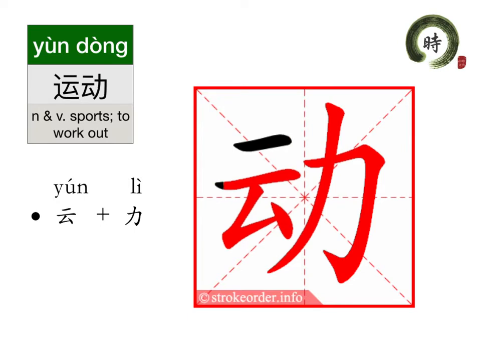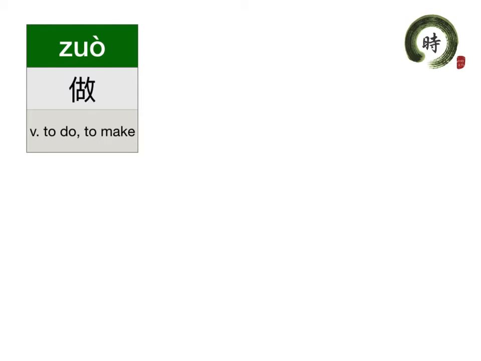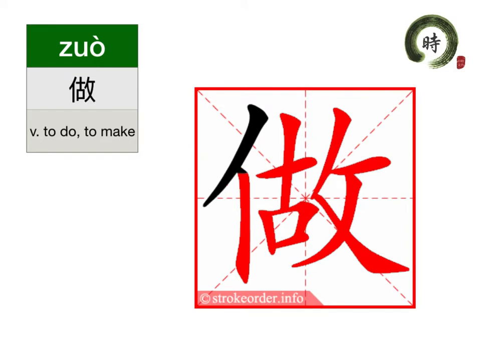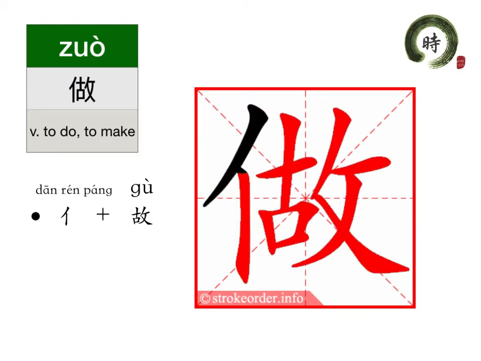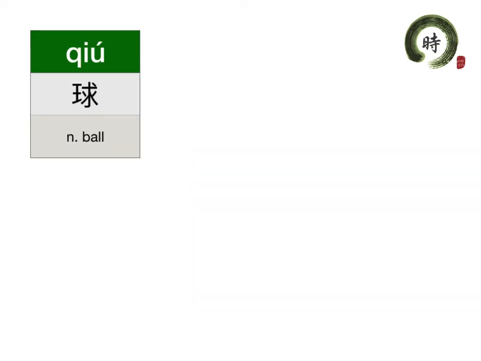So for doing sports, we can say 运动 or 做运动. So this is 做. Please watch the strokes and write down this character. Good. So 做 is also composed by two parts. 做. And speaking of the sports, what kind of sports do you like?